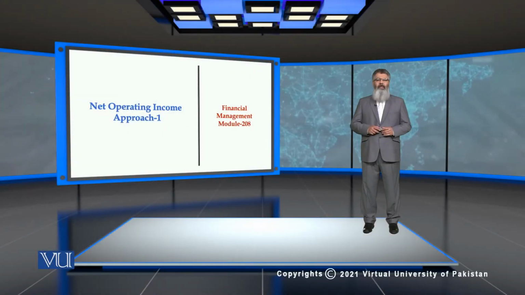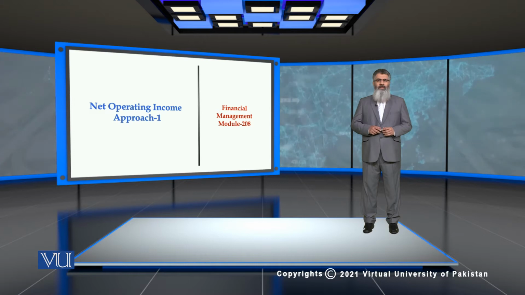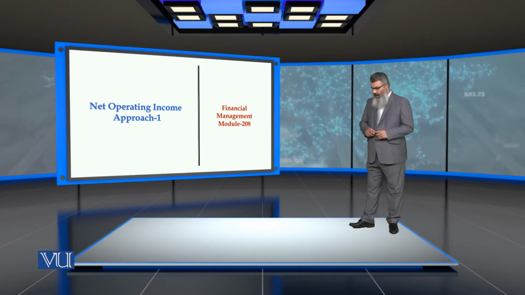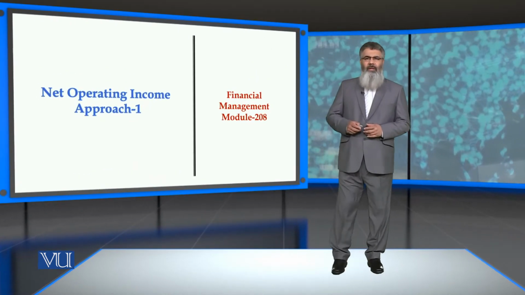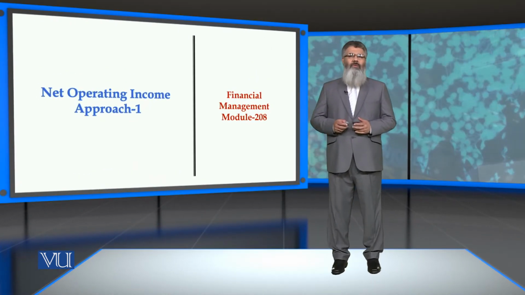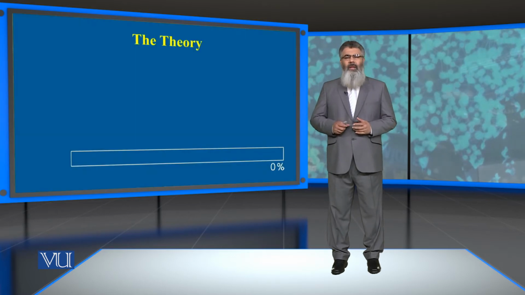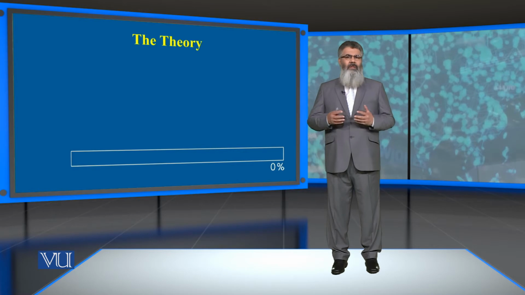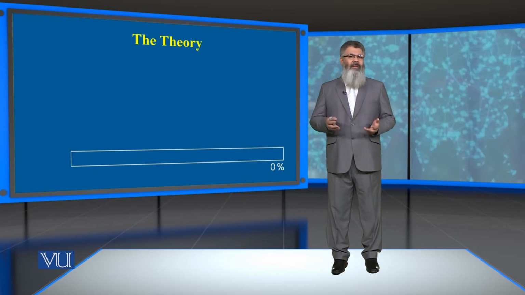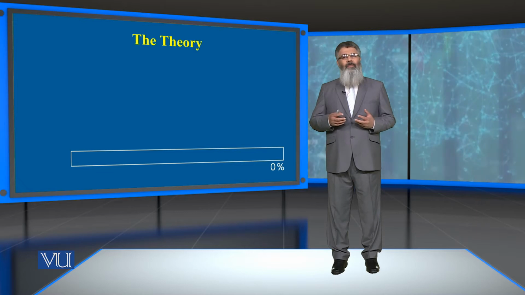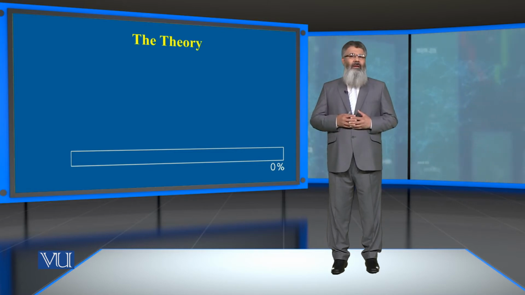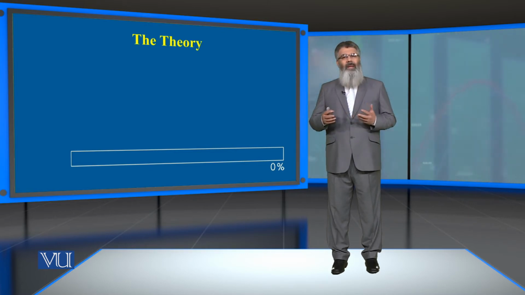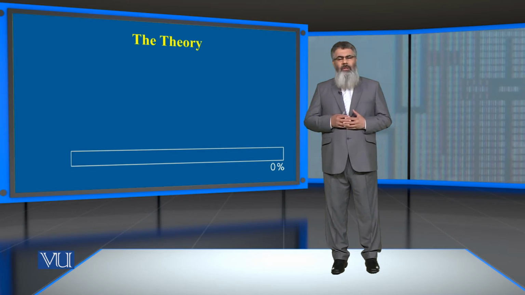Net Operating Income Approach Part 1. This is the 208th module of the Financial Management course. In this module, we are shifting our discussion from the traditional theory, or the relevance theory, to what is called the irrelevance theory. The irrelevance theory is not just the net operating income approach; there are other theories. This is one representative irrelevance theory of capital structure, and we'll discuss the other popular argument, which is called the M&M argument, in other modules.